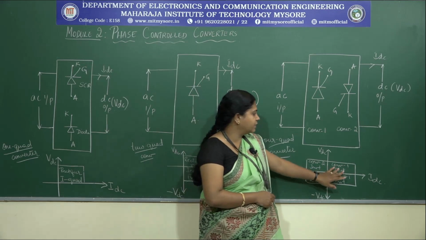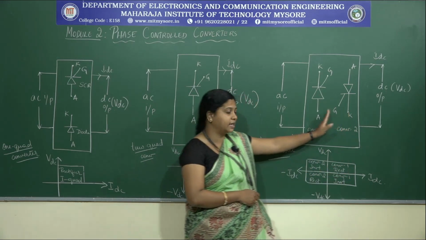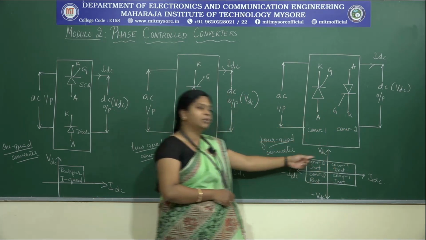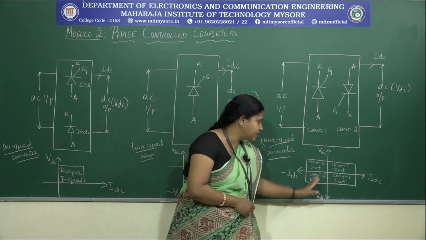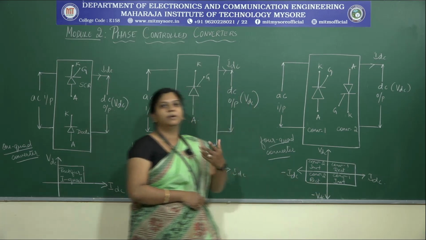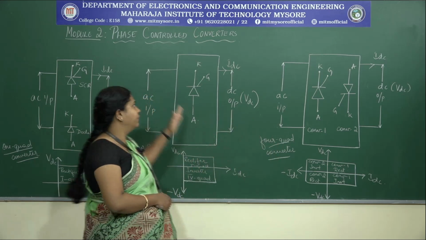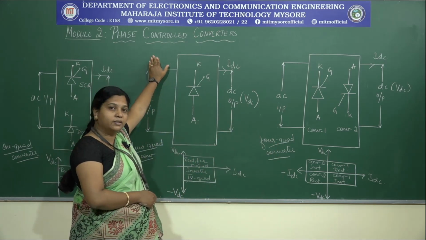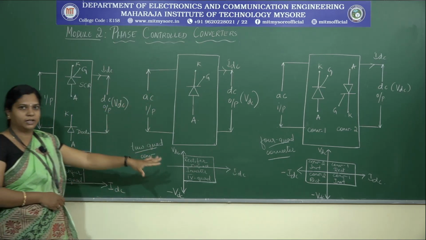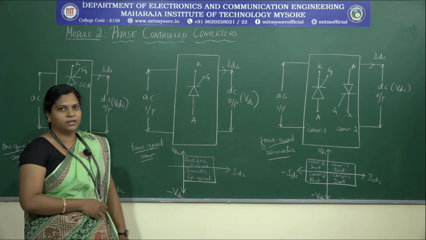That is, converter 1 will be used for rectification as well as for inversion. Similarly, at the same input, converter 2 will also be used. When converter 2 is acting as a rectifier, converter 1 will be doing the inverting action. So, later when we study the different controlled rectifier circuits in detail, we will understand how this quadrant operation works. This is the general classification based on the rectifier circuits.